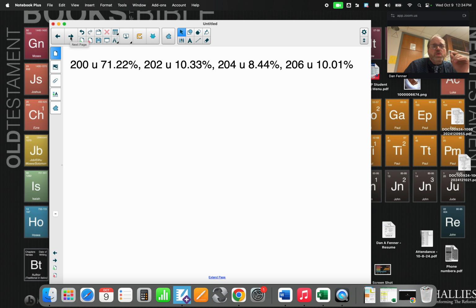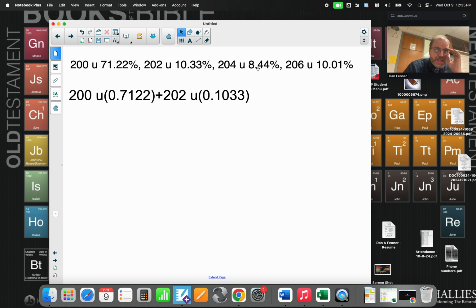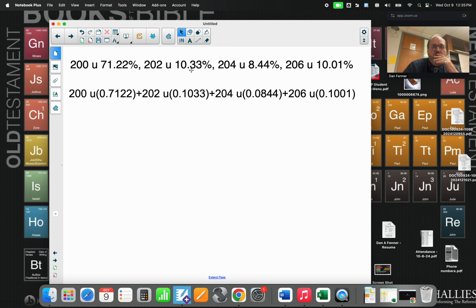So what we're going to do is take the first atomic mass and make that percentage a decimal. So 200 times 0.7122. Then do the second one, 202 times 0.1033. Now this one gets people. I have had students make so many mistakes with this because they move it one and not 2 places. So for the next 2, we should get 204U times 0.0844, and then 206U times 0.1001.